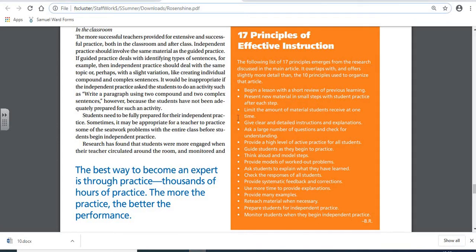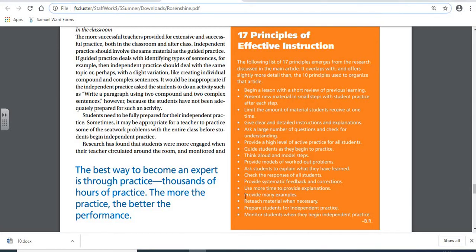With the principles themselves, at the moment there's obviously some things that we could do really, really well, and other things that become more difficult. So for example, I think being able to use YouTube tutorials gives us a great opportunity to give clear and detailed instruction and explanation to pupils. I think it gives us a really good opportunity to guide students as they begin to practice, to think aloud and model steps, and provide models of worked out problems. Those things are really clear. Along with provide many examples.